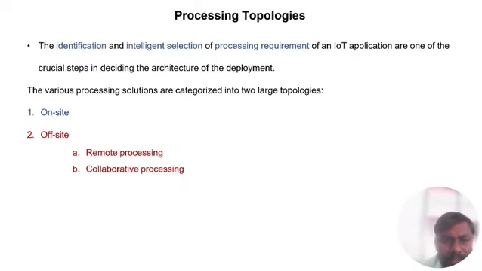And these are the processing topologies. In general, there are two categories: on-site and off-site. Because of the system deployment, the architecture of deployment where we're going to use the IoT applications, the intelligent selection of processing requirements is very important. So it is categorized into on-site and off-site, where off-site may be processed as remote processing as well as collaborative processing. This will be discussed in the next class.